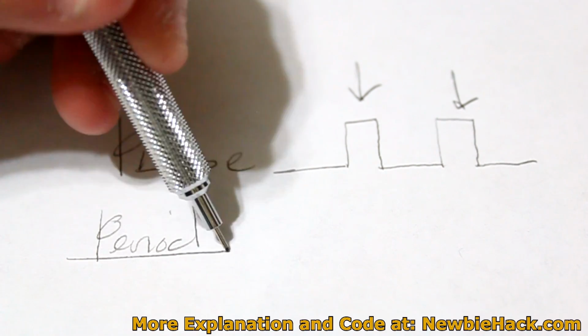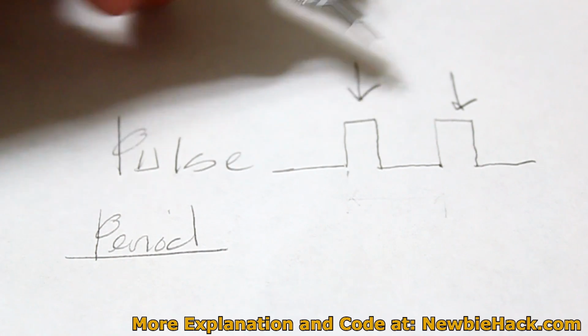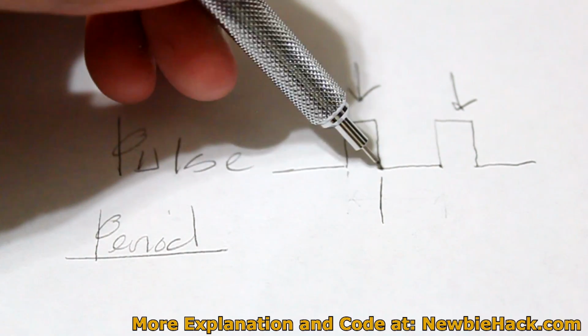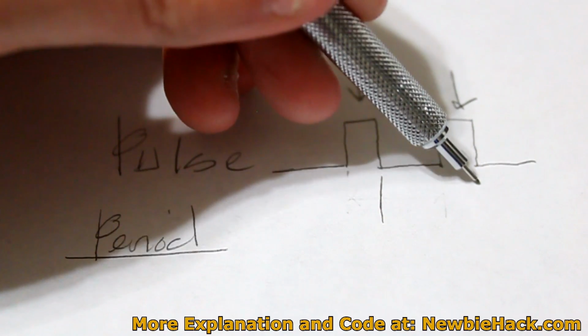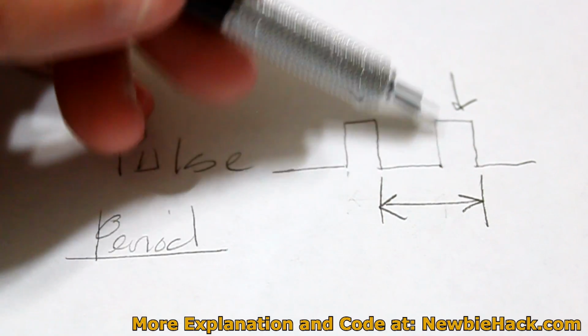And you also have the period. This is the period of time between the pulses. The period starts from 0, then you have the pulse, and then it goes back down to 0. And this is the period of time where the pulse happens.